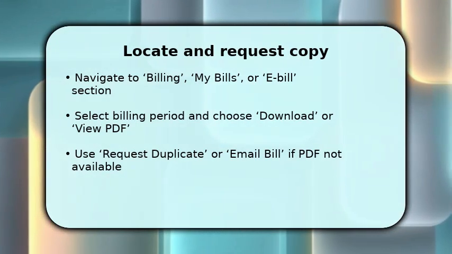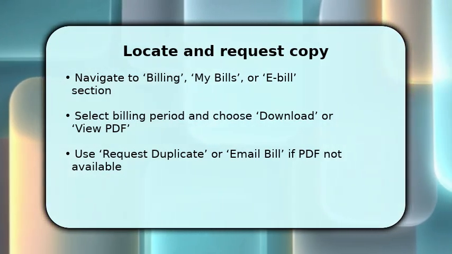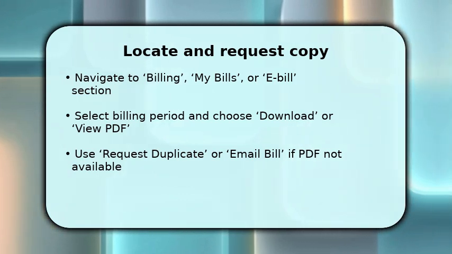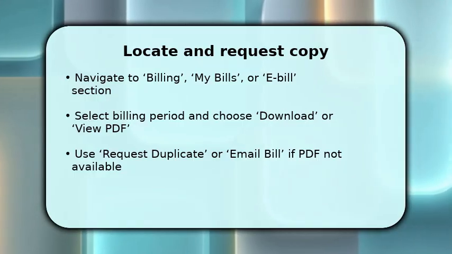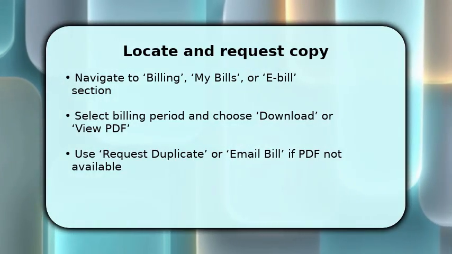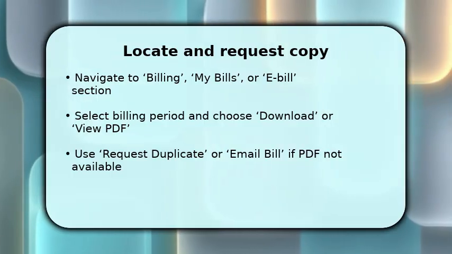Once logged in, go directly to the billing or e-bill section. Menus may be labeled My Bills or Billing History. You'll see recent bills listed by date. Select the billing period you need, then choose View PDF or Download. This creates an exact copy you can save.